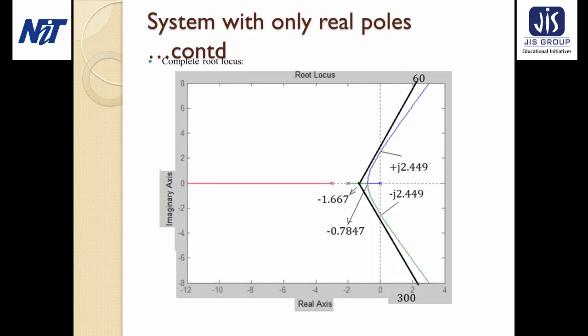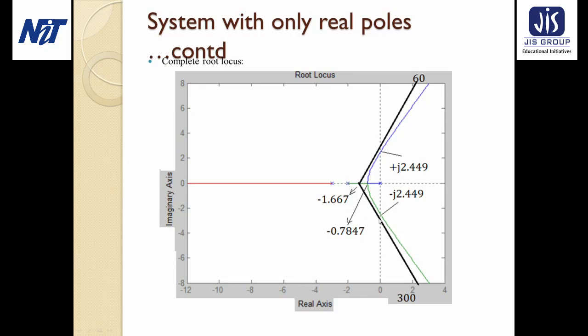So this is the complete root locus. From here we can see that the pole locations are at 0, minus 2 and minus 3. All the points between minus 2 and minus 3 are not on the locus, and the three asymptotes originate from the centroid at minus 1.667, and the asymptote angles are 60 degrees, 180 degrees and 300 degrees.